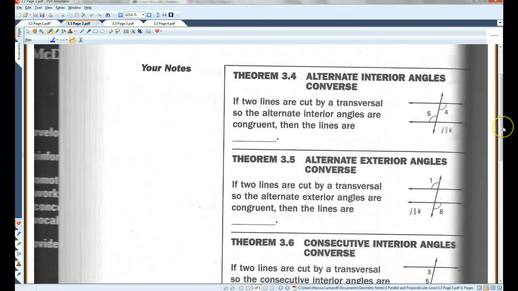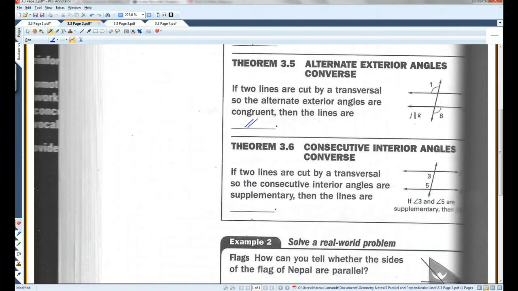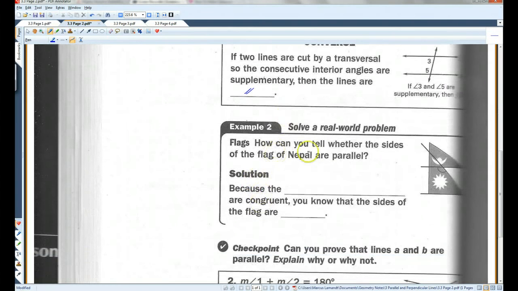Alright. Theorem 3.4, alternate interior angles converse. Pretty much the same thing as the other one. If 2 lines are cut by a transversal, so the alternate interior angles are congruent, then the lines are parallel. Alternate exterior angles converse. If 2 lines are cut by a transversal, so the alternate exterior angles are congruent, then the lines are also parallel. If 2 lines are cut by a transversal, so the consecutive interior angles are supplementary, then the lines are parallel. Pretty simple, hopefully.